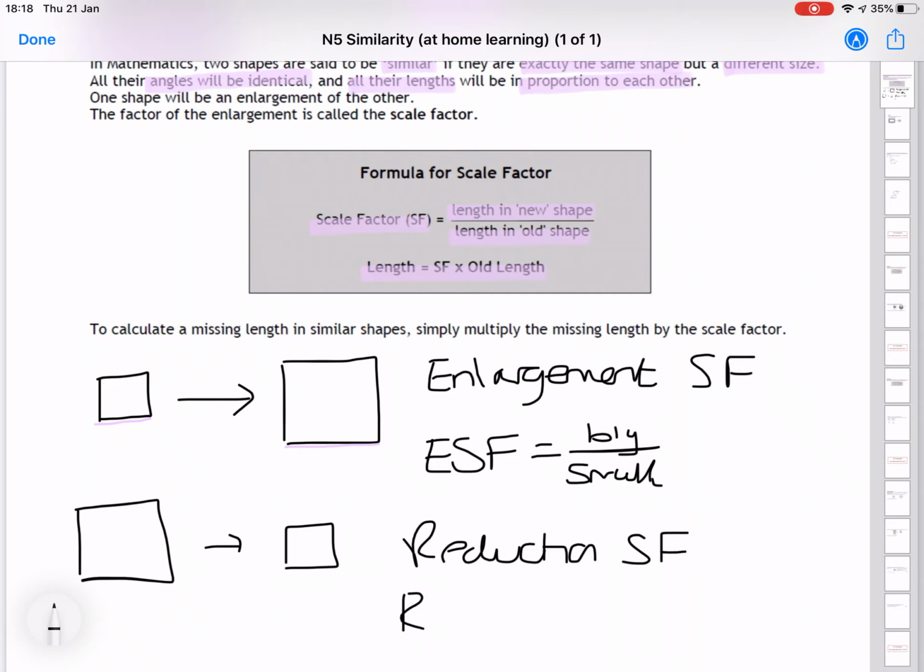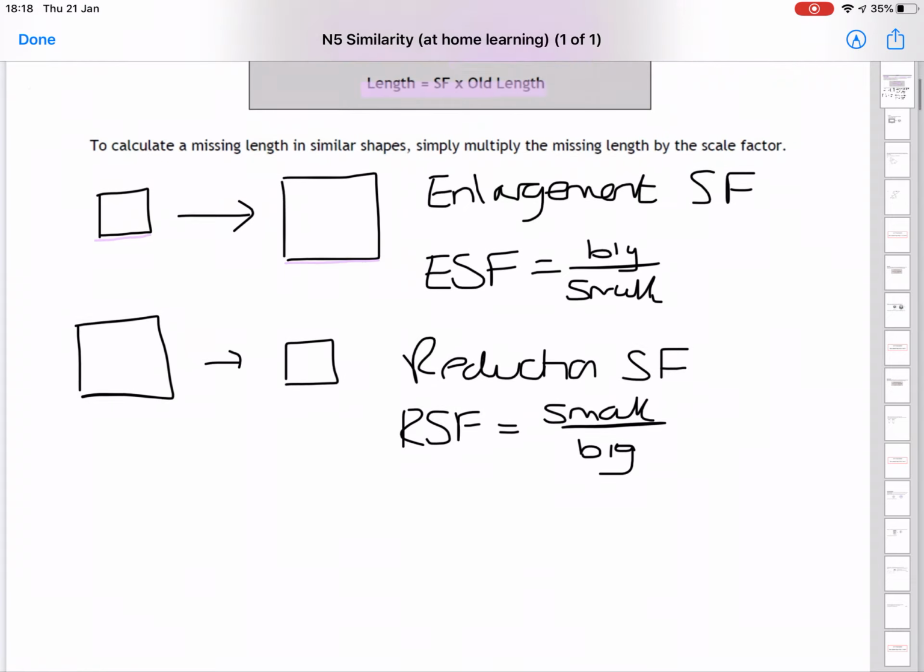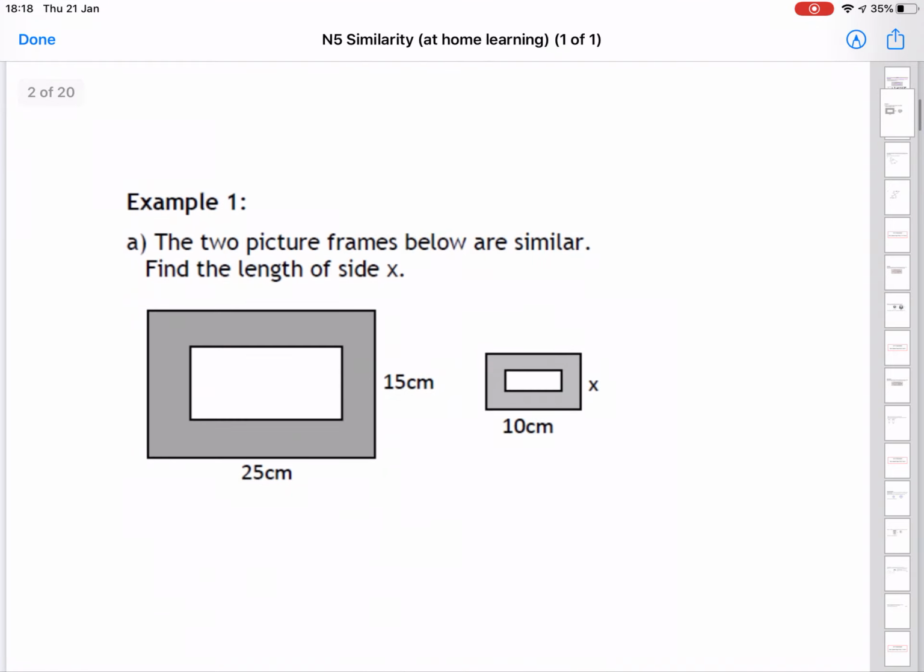The way we would work this out is we would use the pair of matching sides. We would use the small side over the big side. The smaller side would be on the new shape, the big side would be on the original shape. That's sometimes helpful for pupils when we begin this topic, and that's the way that I'm going to describe your examples as well. So let's try a couple of examples.